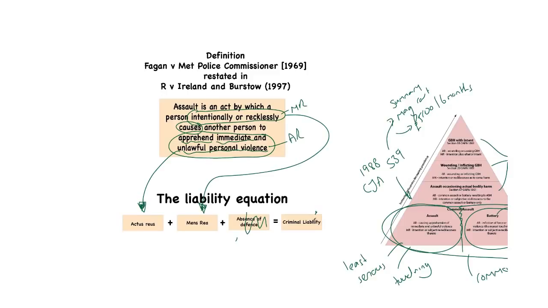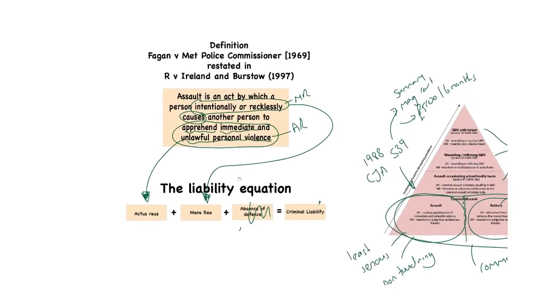So when it comes to answering questions, we would need to show very clearly all elements of the actus reus. We would need to demonstrate apprehension, immediacy and unlawful personal violence. Then we would need to demonstrate the intentional or reckless nature of the defendant's mind. Then we would be able to say that the defendant was criminally liable for assault. So let's look at each one in turn, and we'll define and look at each one slightly further.